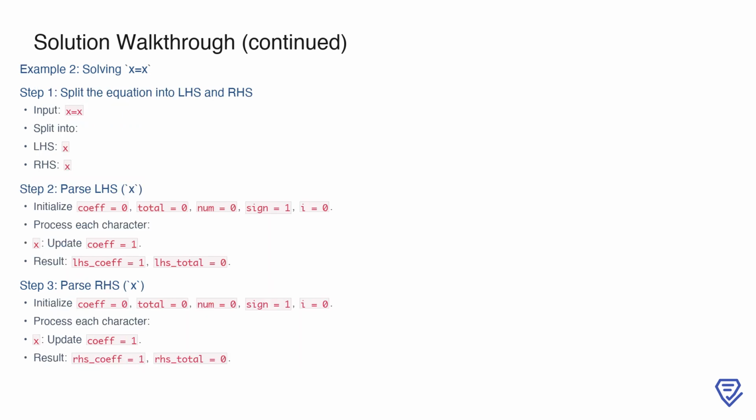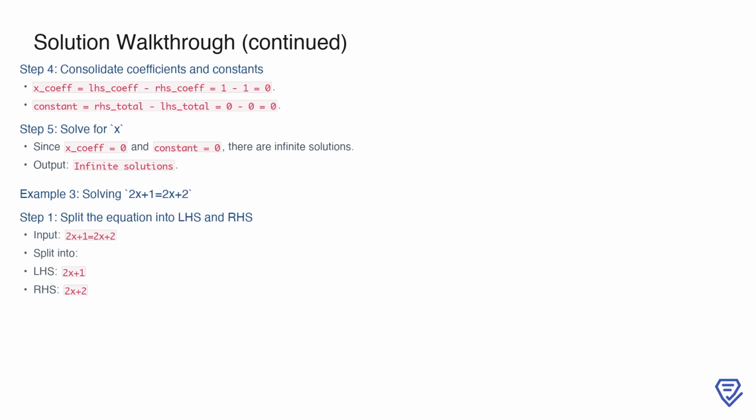For the equation x equals x, we first split it into the LHS and RHS. The LHS is simply x, and the RHS is also x. Parsing the LHS, we initialize our variables. The single x in the LHS adds 1 to the coefficient, leaving us with an LHS coefficient of 1 and a total constant of 0. Similarly, when we parse the RHS, the single x adds 1 to the coefficient, leaving us with an RHS coefficient of 1 and a total constant of 0.